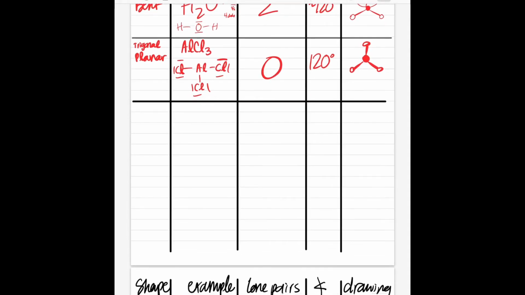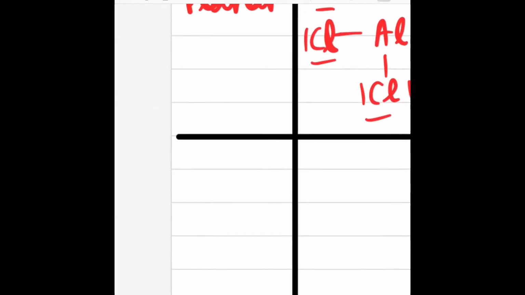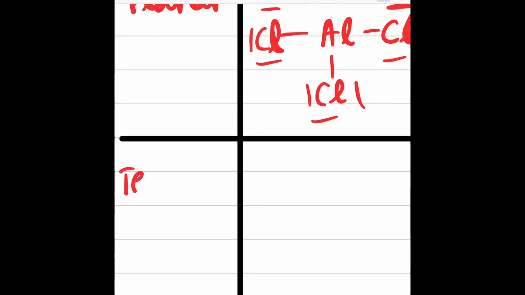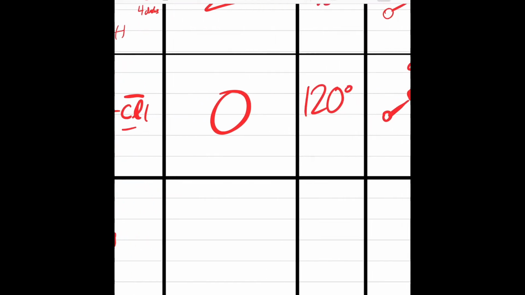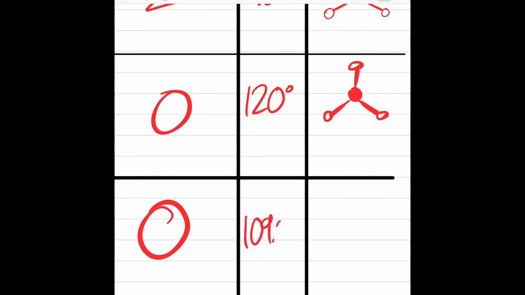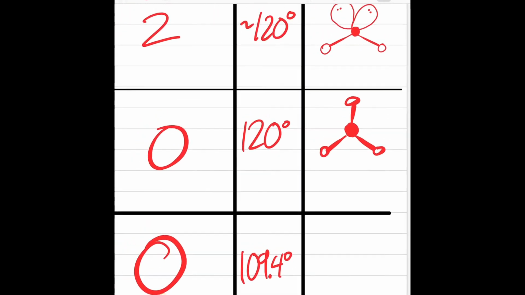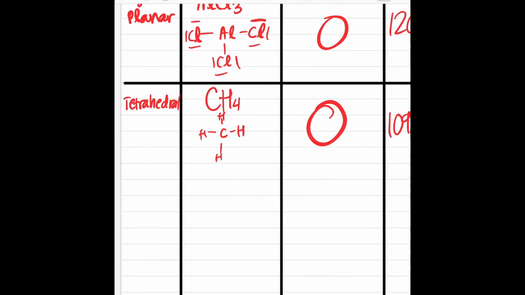Okay, next on the list is going to be tetrahedral. A great example of this one is CH4: carbon in the middle, hydrogen, hydrogen, hydrogen, hydrogen. Lone pairs on the center atom is 0. The angle is 109.4 degrees. And it looks like this. Like that.